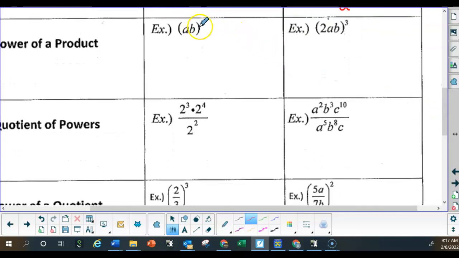Now this one, since we have parentheses, we're going to have to give an exponent to a and b. So right now the exponents are 1. So if we distribute the 5 on the outside of the parentheses to the exponents on the inside, we have a to the 5th and b to the 5th.